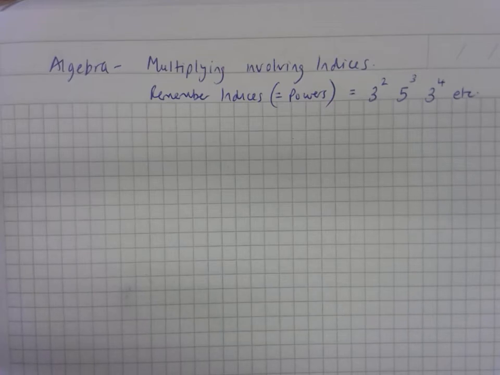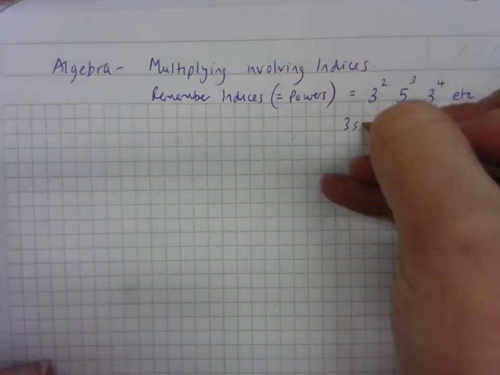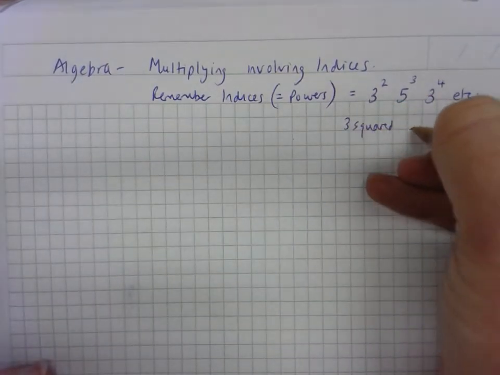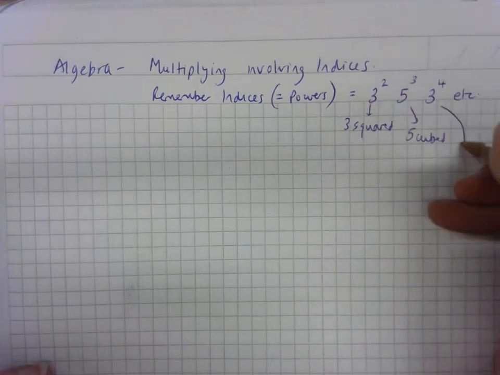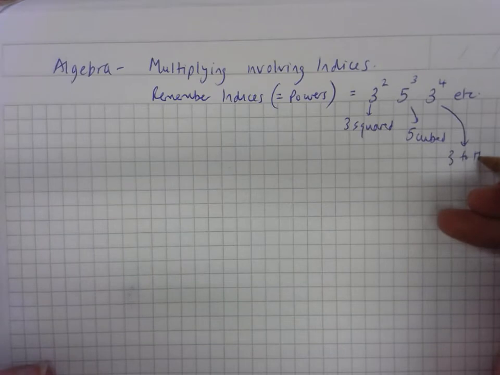Today we're looking at multiplying involving indices. So remember, indices, this is in algebra, indices are powers. So things like 3 squared or 5 cubed, or 3 to the power of 4. Remember, that's how we say that.